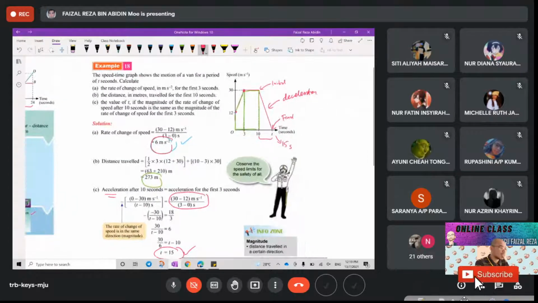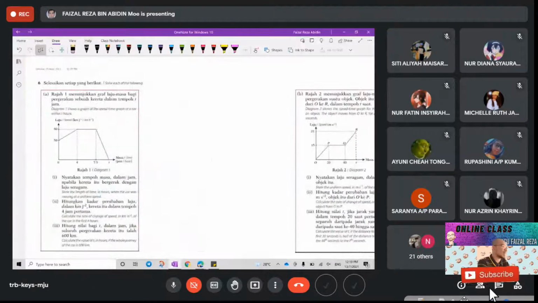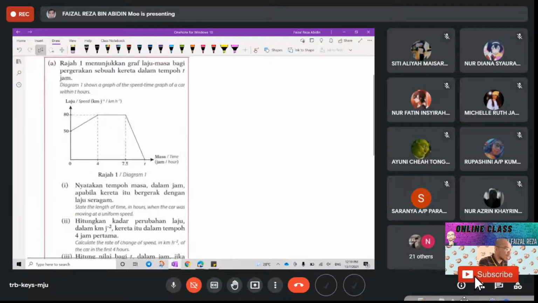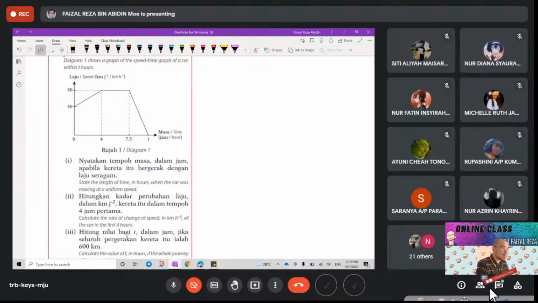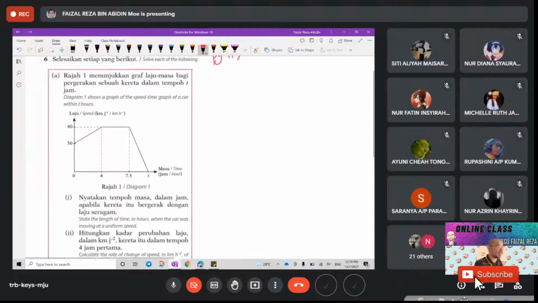Okay, so this is going to be your last one, example 18. And for our last one in our Nilam book, before we stop at 12:30, now it's 12:20 already. Another 10 more minutes for me to finish up my discussion. We have A and B here. We move one by one. So the diagram 1 shows a speed-time graph of a car within t hours. Sorry, page 119, Nilam book, page 119. Just now 118, isn't it?